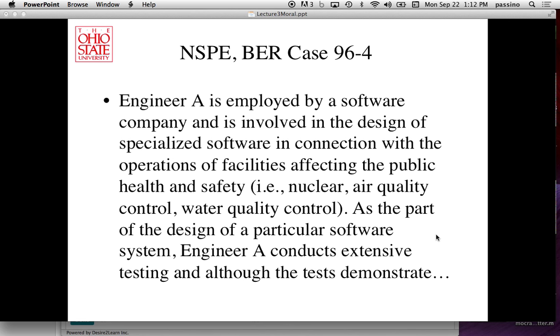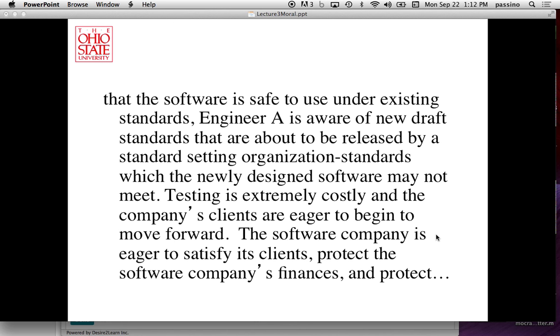Engineer A is employed by a software company and is involved in designing specialized software in connection with the operations of facilities affecting public health and safety. Those are nuclear, air quality control, and water quality control. As part of the design of a particular software system, Engineer A conducts extensive testing, and although the tests demonstrate that the software is safe to use under existing standards, Engineer A is aware of new draft standards that are about to be released by a standard-setting organization, standards which the newly designed software may not meet. Testing is extremely costly, and the company's clients are eager to move forward.